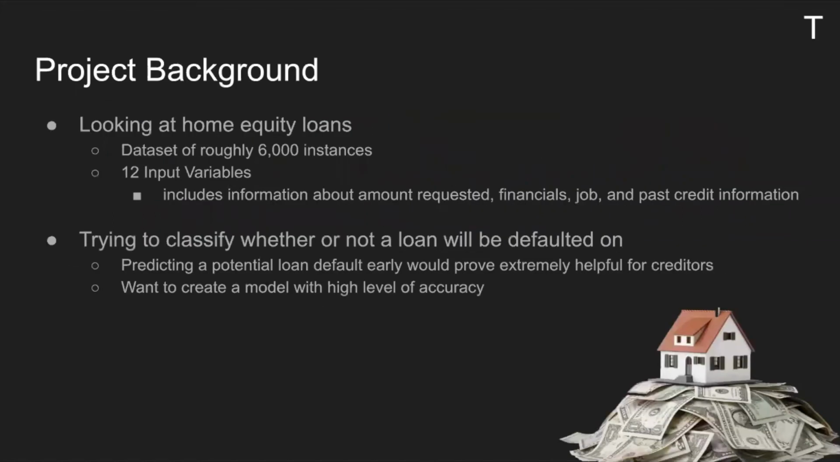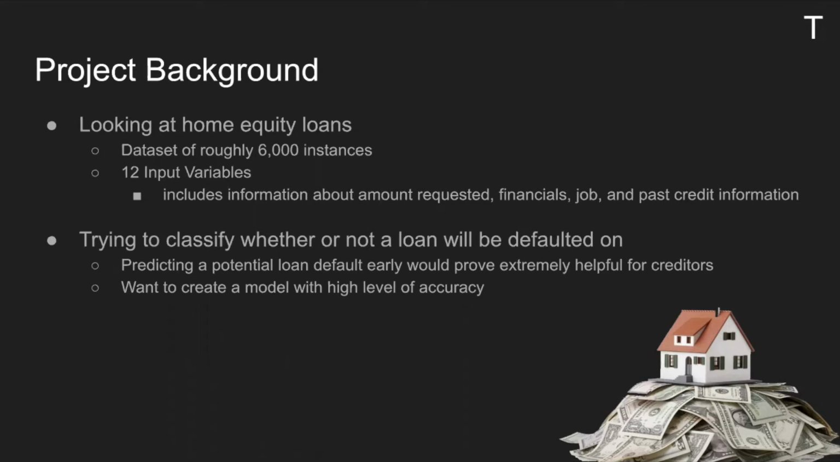As you can see by the title, we're predicting home equity loan defaults. So we found a Kaggle data set looking at home equity loans, which had roughly 6,000 instances in it. There were 13 variables, one of which was the variable we were trying to predict, which was defaulting on your loan or not. Then there were 12 input variables that talked about the person requesting the loan.